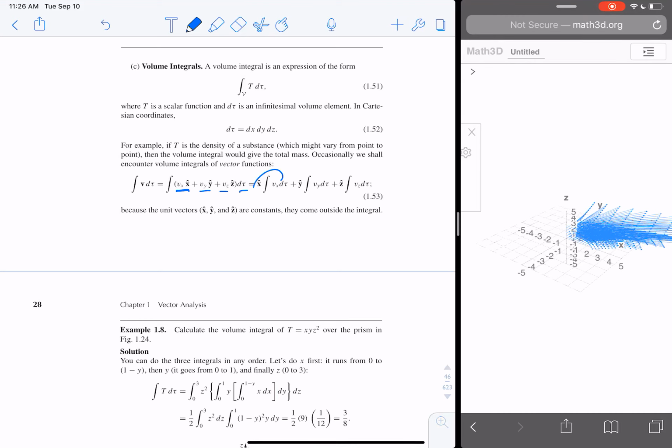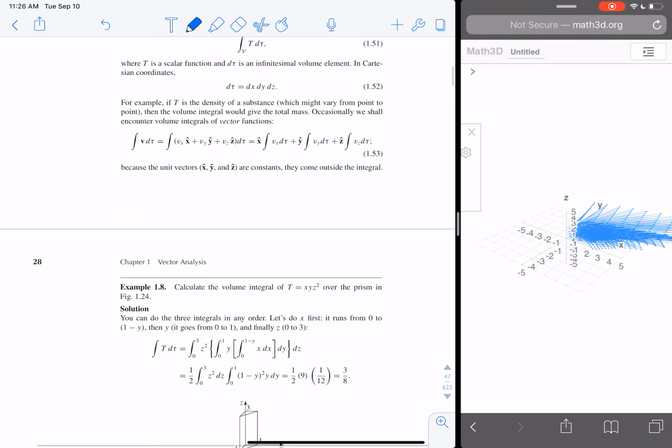So then, look at that, you just break it up into the x, y, and z components. So volume integrals are pretty easy, because the dot product only gives you the x, only gives you the y, only gives you the z, and if there's no y component in the x component and so on, then you end up breaking it into three vectors, so that makes it easy.